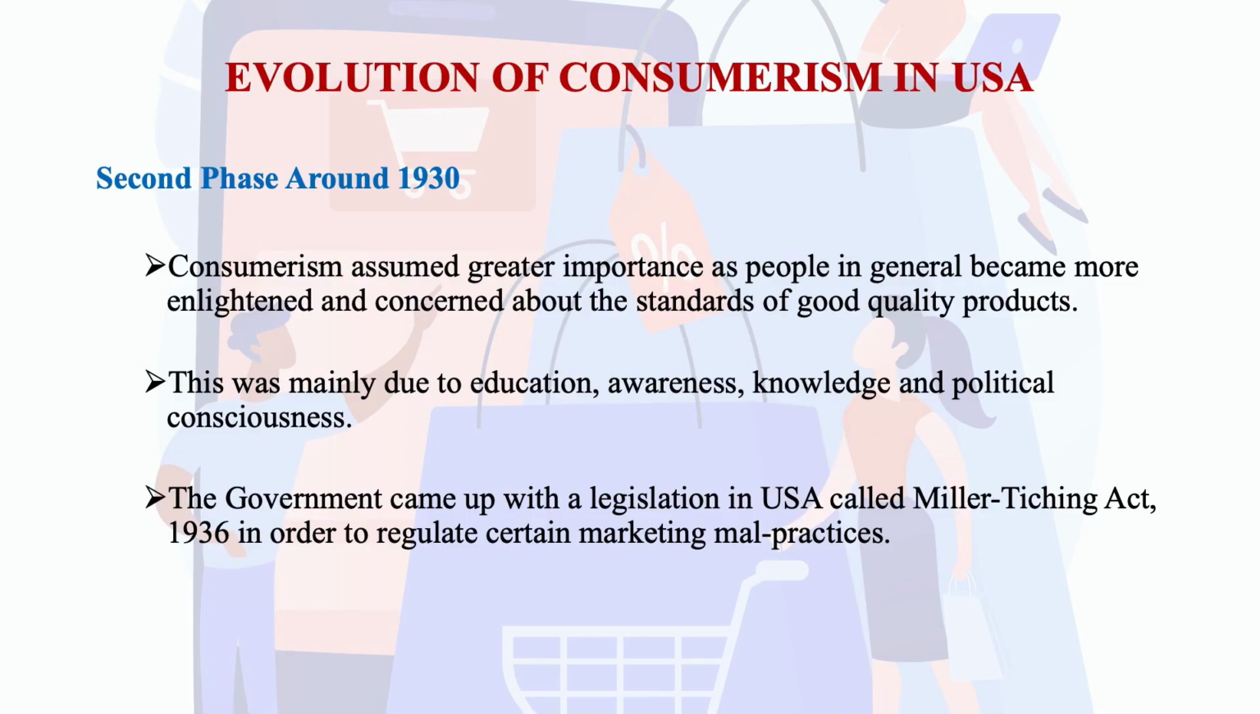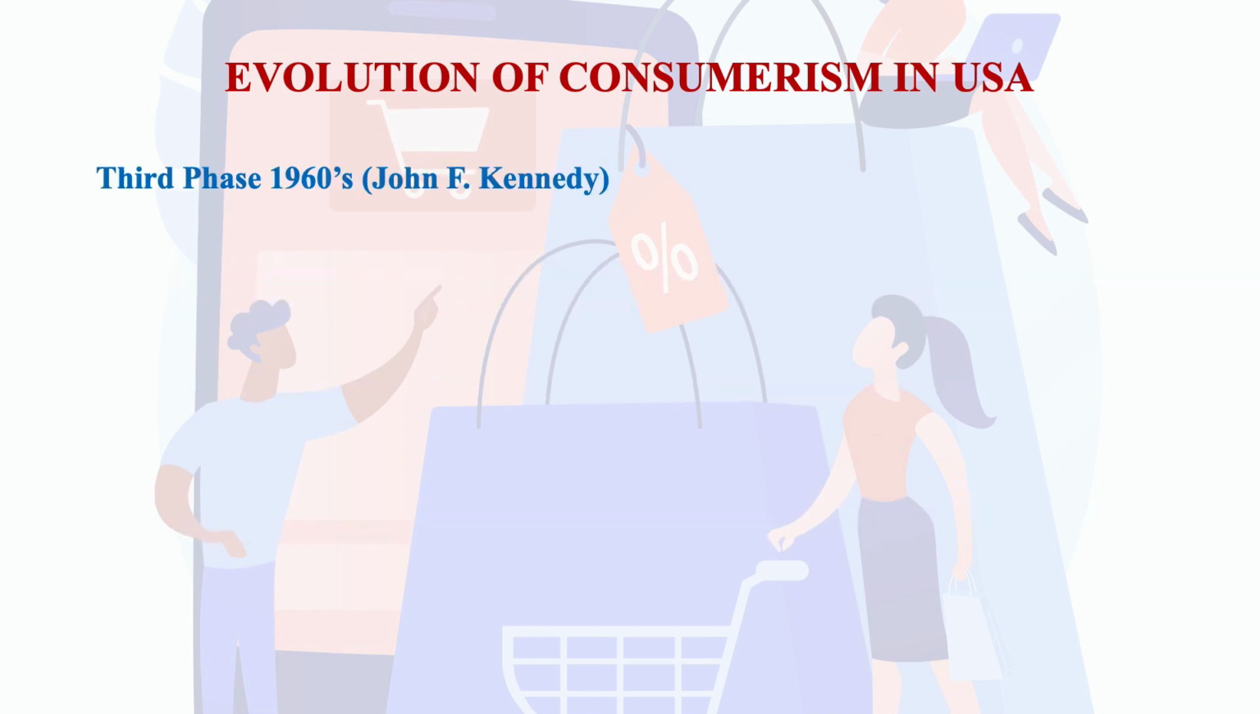Then the United States government also came with a legislation called the Miller-Tydings Act in the 1930s in order to regulate certain marketing malpractices. So this is the first consumer protection legislation. Now we will enter the third phase, from 1960 onwards. Very important. John F. Kennedy was a pioneer in bringing consumer rights in the United States. Later on, it was adopted by the United Nations also, which will be seen subsequently.